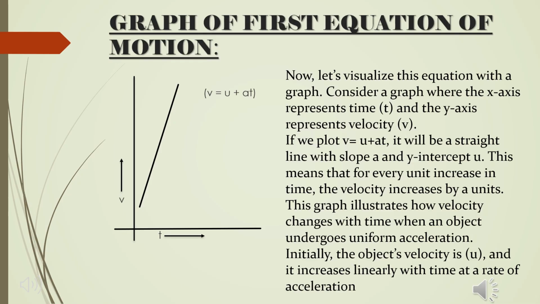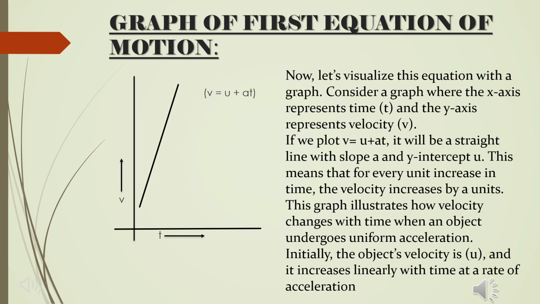If we plot v = u + at, it will be a straight line with slope a and y-intercept u. This means that for every unit increase in time, the velocity increases by a units. This graph represents how velocity changes with time when an object undergoes uniform acceleration.